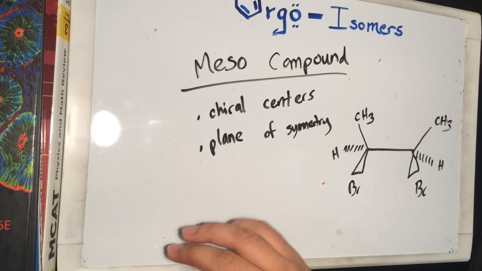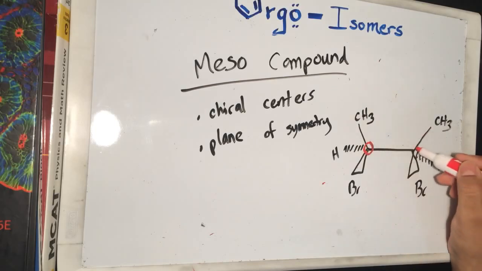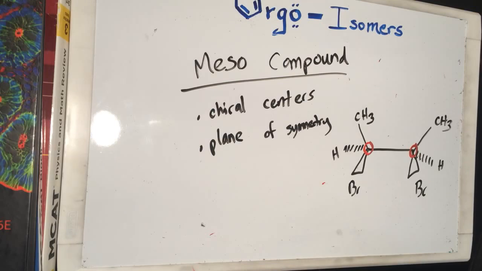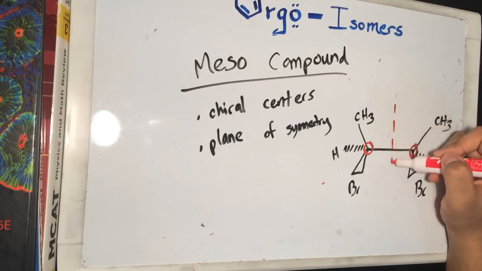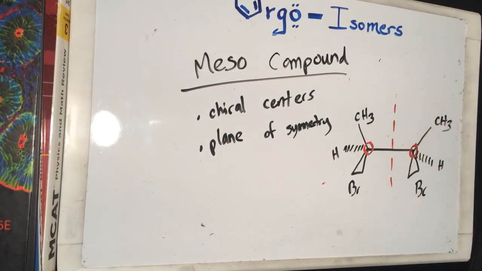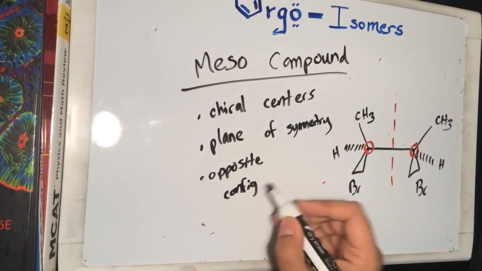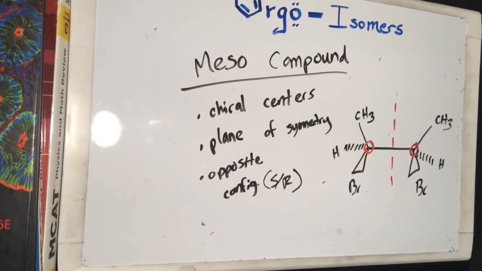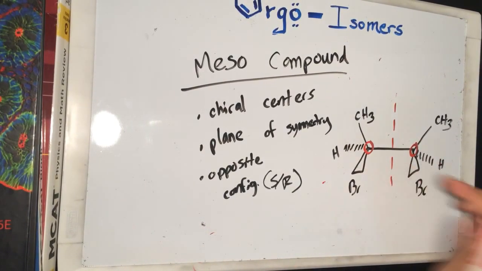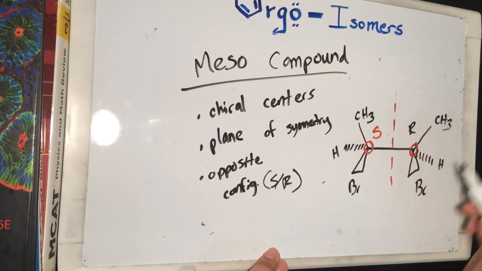So first things first. In order for something to be categorized as a meso compound, it has to have chiral centers. Does it have chiral centers? Yeah, right here. Here's one chiral center. Here's another chiral center. Now, it also has to have a plane of symmetry. Does it? Well, let's look. If you look at it like this, you see how it does have a plane of symmetry: Br, Br, hydrogen, hydrogen, methyl group. And the last thing I told you is that those chiral centers have to have opposite configuration, and I'm talking about the whole S and R situation. So if you go through and check the chiral centers on this one, you'll see this has an S configuration, and this one has an R configuration.